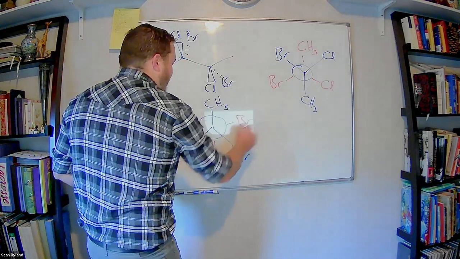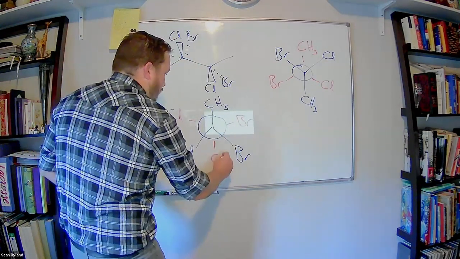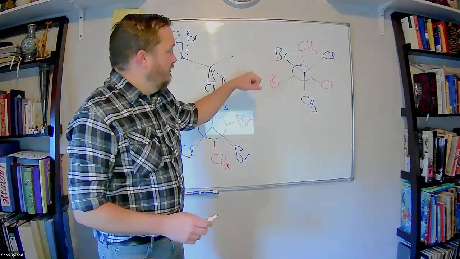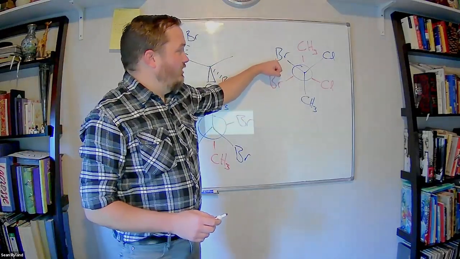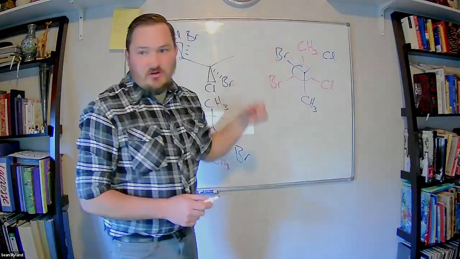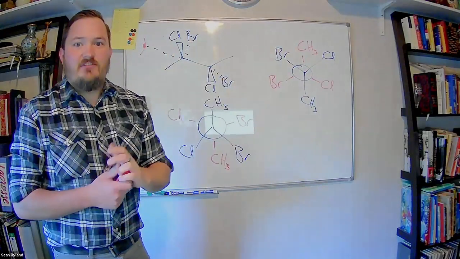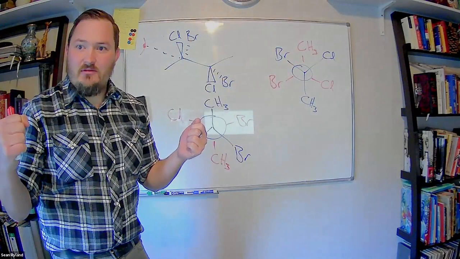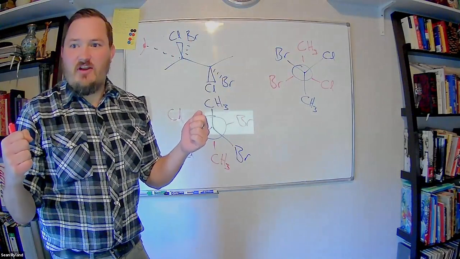In this case, if you draw the mirror image of this one, it is not the same molecule, because to get from this conformer to the one where the chlorines are on the right and bromines are on the left, I would actually have to break a bromine off and then reattach it on the other side, which tells us it's two different isomers.